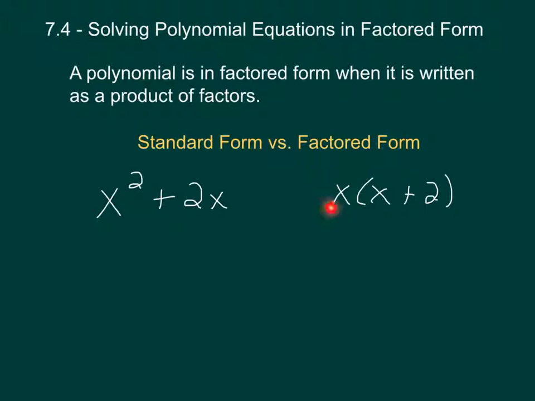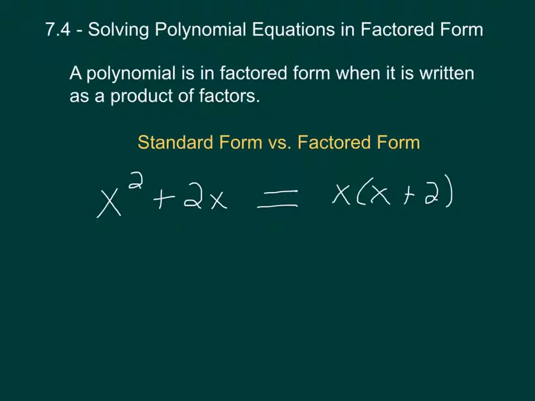You see that because I have an x outside of parentheses, if I distribute that x in, x times x would be x squared, x times 2 would be 2x, and I will add these two things together. So these two statements are actually equal. One is in standard form, one is in factored form. There are different times that each of these forms will be preferred, but today we're going to really like to have it in this format.